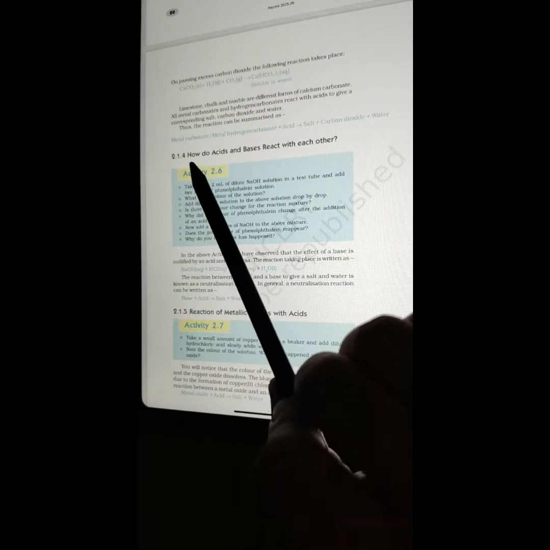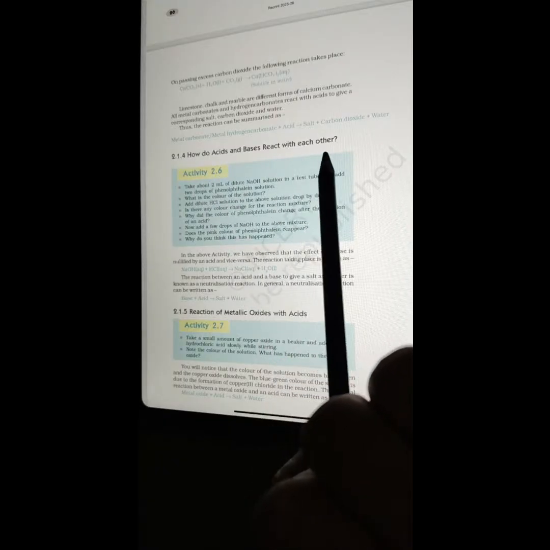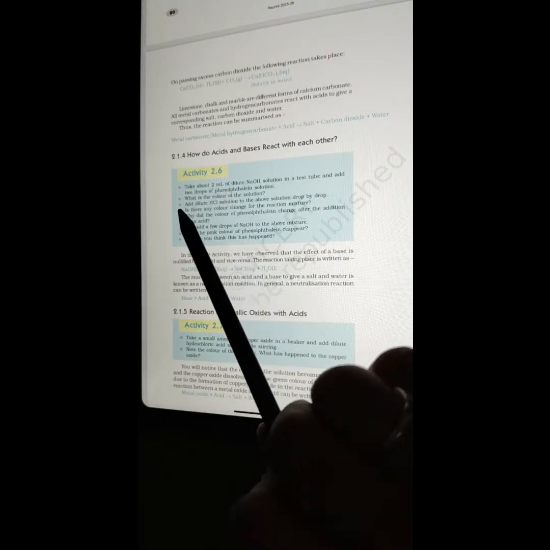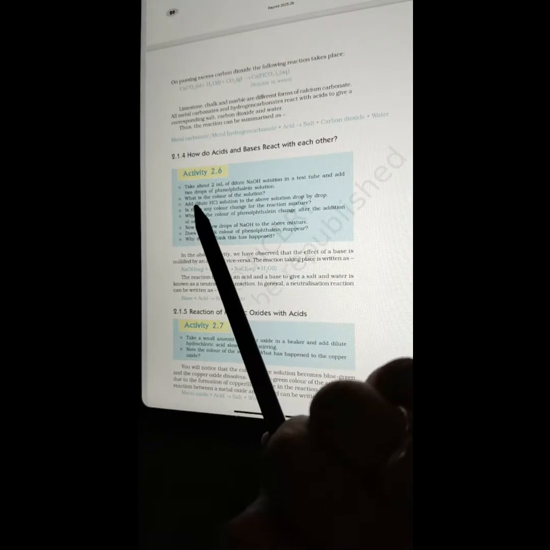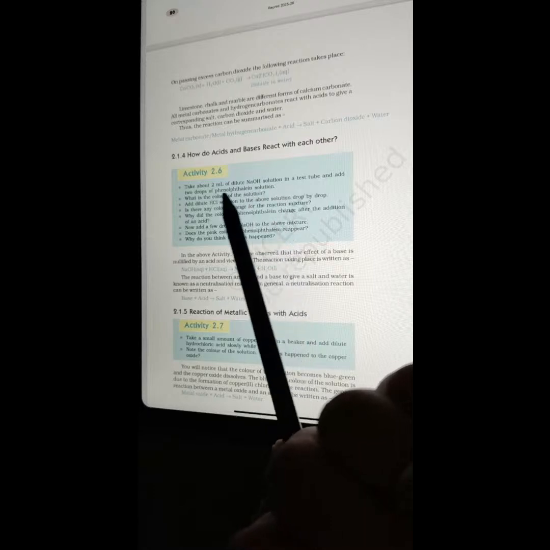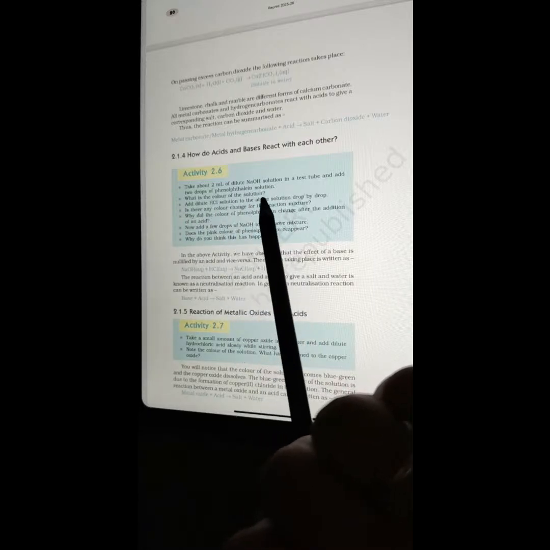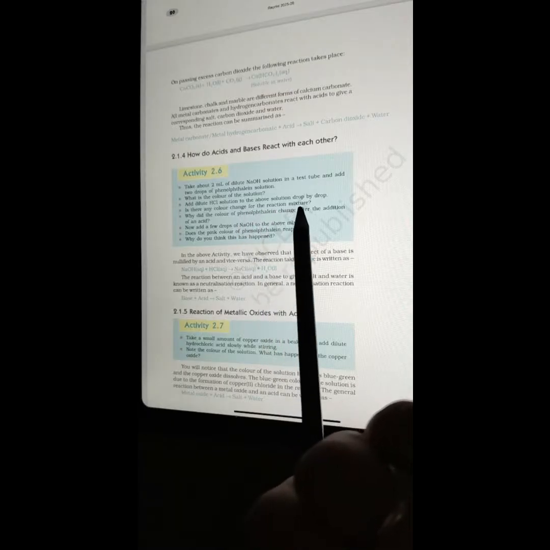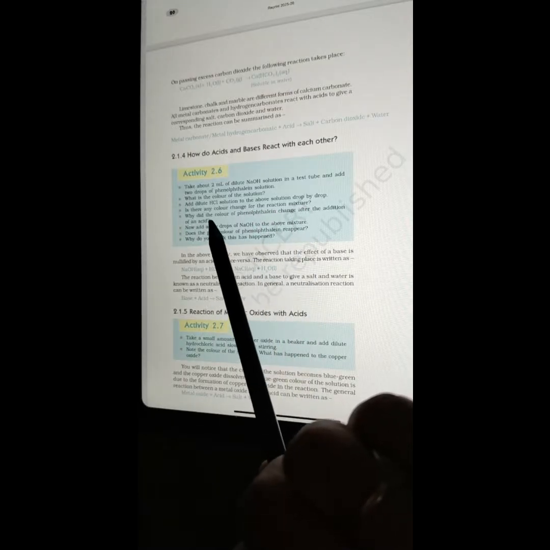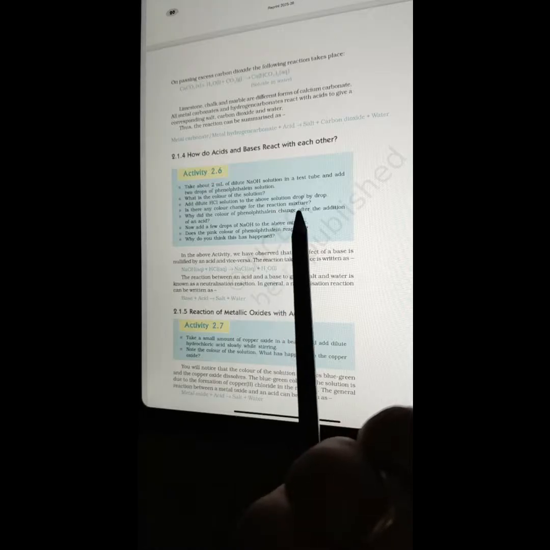2.1.4. How do acids and bases react with each other? Activity 2.6. Take about 2 ml of dilute NaOH solution in a test tube and add 2 drops of phenolphthalein solution. What is the color of the solution? Add dilute HCl solution to the above solution drop by drop. Is there any color change for the reaction mixture?